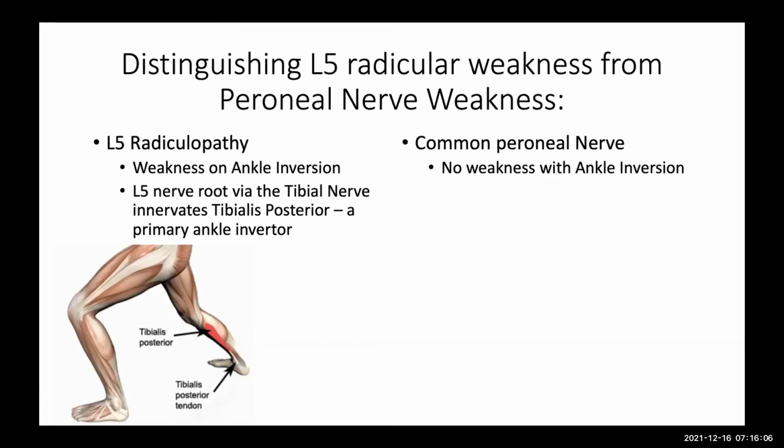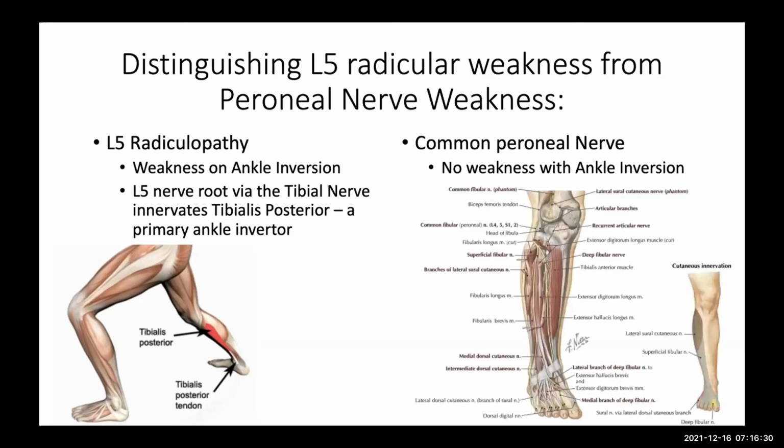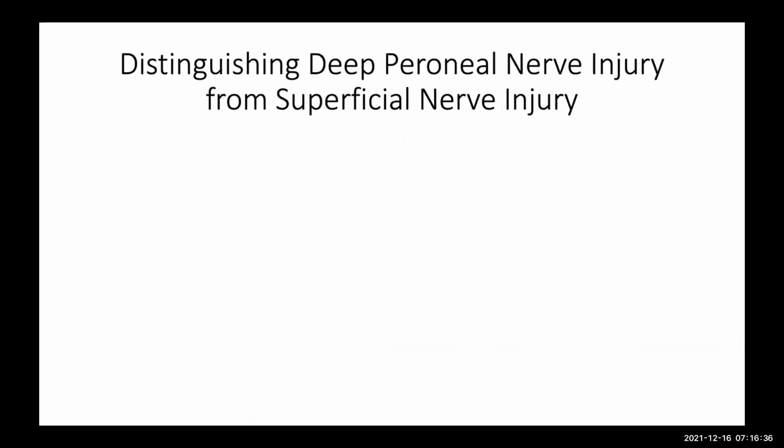The common peroneal nerve does not go to that tibial muscle, so you will not see ankle weakness with inversion when you have a common peroneal nerve injury. So that's a really good one to remember for your boards and for examining patients, avoiding EMGs and unnecessary studies if you can figure it out from your anatomy. That's just a quick review of the muscles that are innervated by the common peroneal nerve. We're going to go even further.